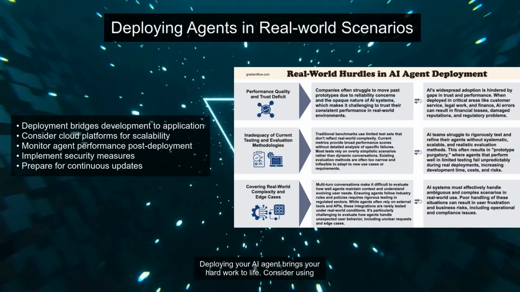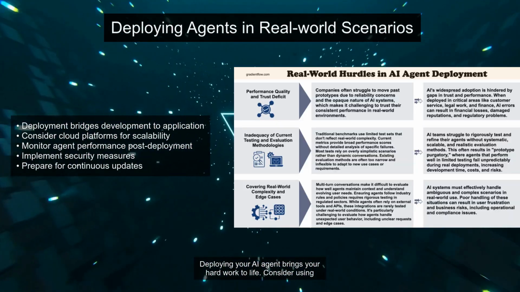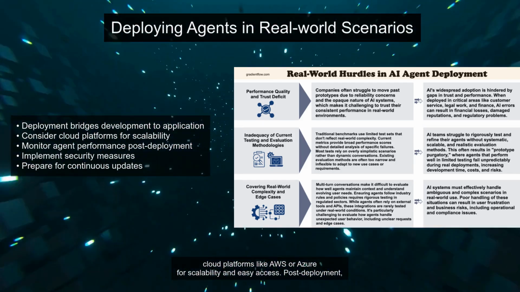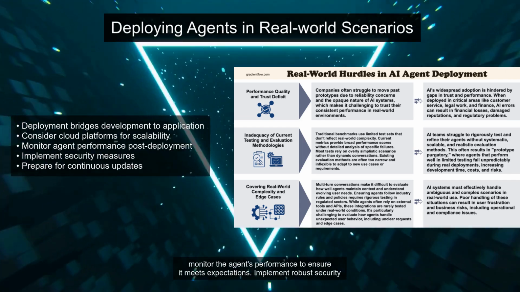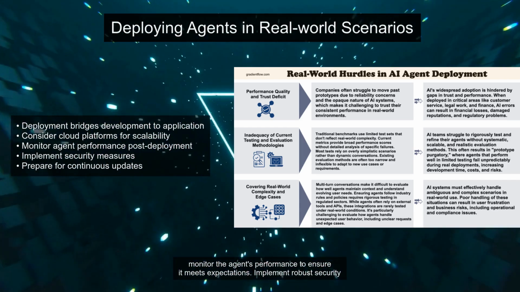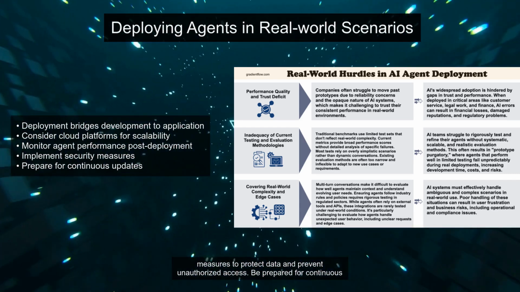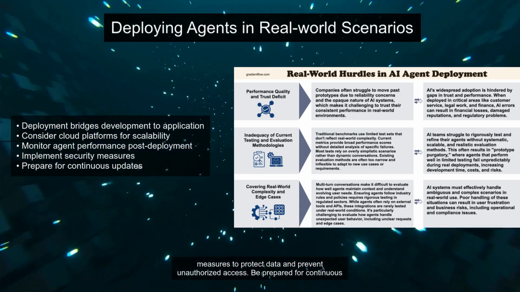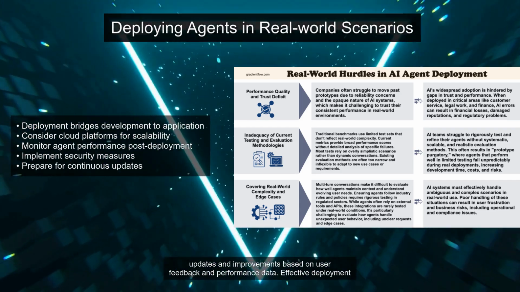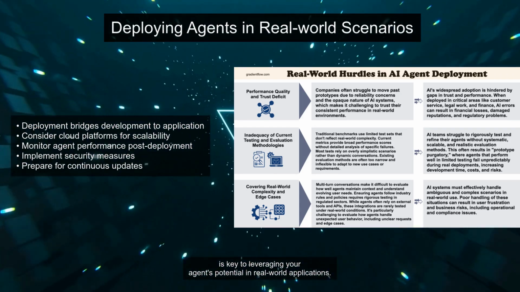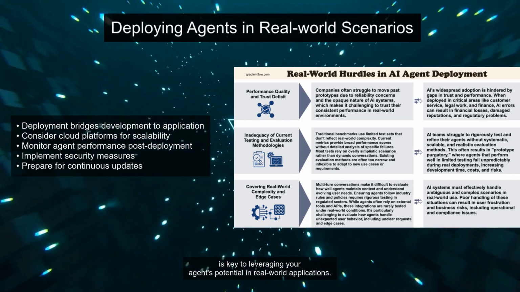Deploying your AI agent brings your hard work to life. Consider using cloud platforms like AWS or Azure for scalability and easy access. Post-deployment, monitor the agent's performance to ensure it meets expectations. Implement robust security measures to protect data and prevent unauthorized access. Be prepared for continuous updates and improvements based on user feedback and performance data. Effective deployment is key to leveraging your agent's potential in real-world applications.